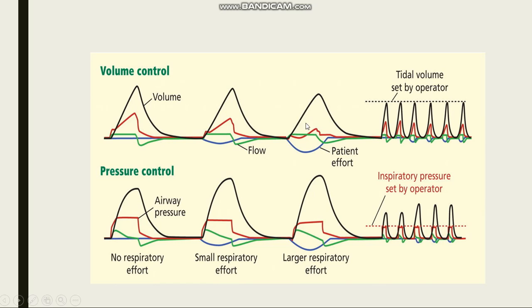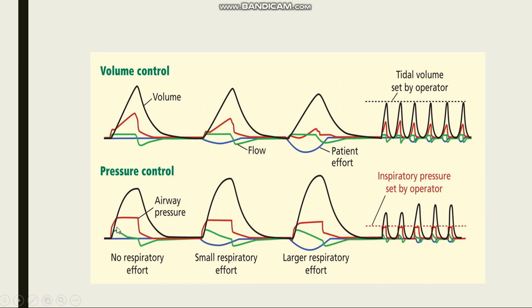However, in order to achieve this, the ventilator will change the pressure. As you can see here, the volume is the same, however the pressure is changing in order to achieve the particular volume. Also we can see that sometimes the patient may show their own efforts to inspire. In that case, the mechanical ventilatory pressure will reduce and allow the patient to take the breath in. However, the volume will be the same.